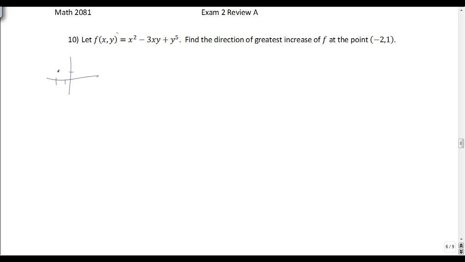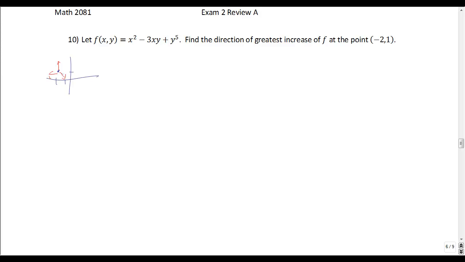This f(x, y), I tend to think of as maybe temperature. So there's a temperature at each point in the plane. And we're trying to figure out, do I go this way, or that way, or that way, or what direction do I go from here to have the greatest increase in the function value, or maybe the greatest increase in temperature?